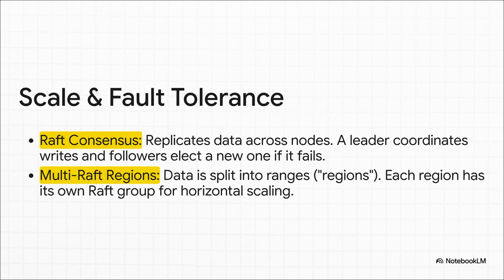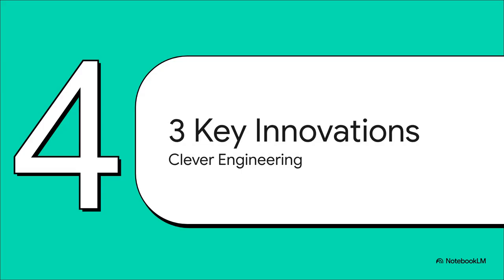NoKV does this with Multi-Raft, splitting the data into regions, where each region has its own independent choir. This is exactly how the system scales out so beautifully. All right, so we've got a fast storage engine and a scalable distributed layer. But here's where NoKV gets really clever. Let's dig into 3 key engineering innovations that give it a serious performance edge.